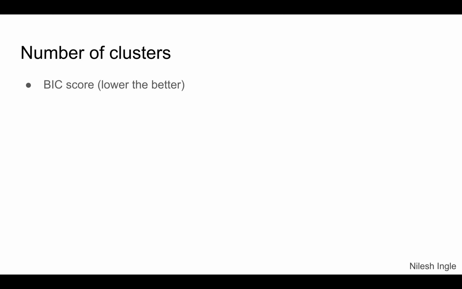Now, how do we know if the number of clusters that we have found is good or bad, or is it optimal? To help approximate that, we can use the BIC score. So the lower the score, the better it is.